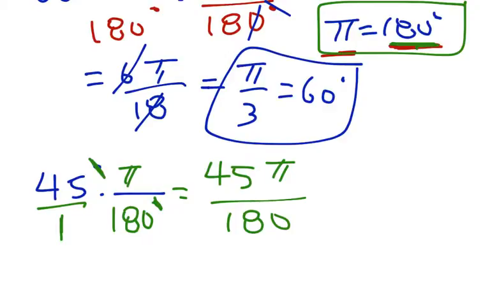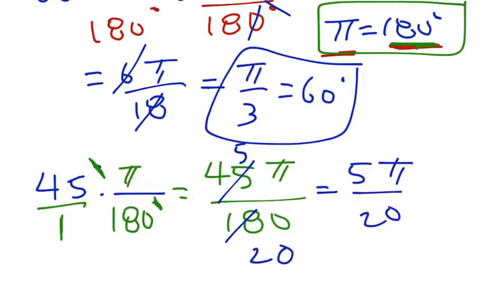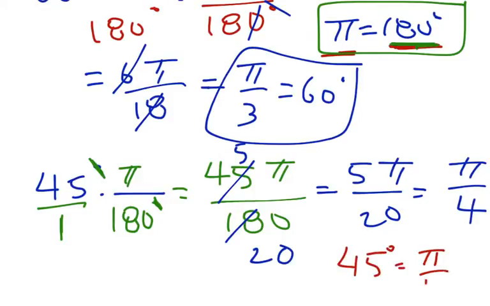So basically I can divide this by 9 if I want. If I divide it by 9, I'll get 5 over here, then I'll get 5 pi. If I divide by 9 on the bottom, I'll get 20, and here I can divide by 5, so that's going to give me pi over 4. So 45 degrees is the same as pi over 4.